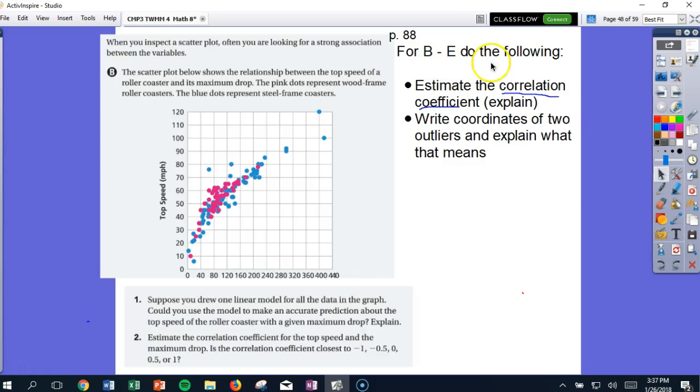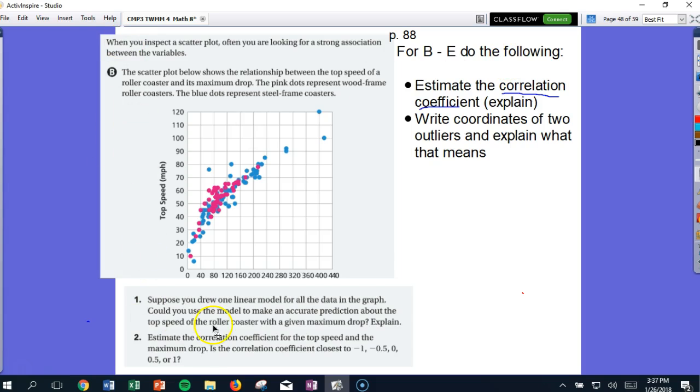For parts B through E, I just want you to do 2 things. You don't have to read through all of this. I just want you to look at the graphs. We have one on B, one on C, one on D, and one on E. And for each of those, I want you to estimate the correlation coefficient and explain how you came up with the decimal value that you did. And then write coordinates of 2 outliers from each graph and explain what that means.